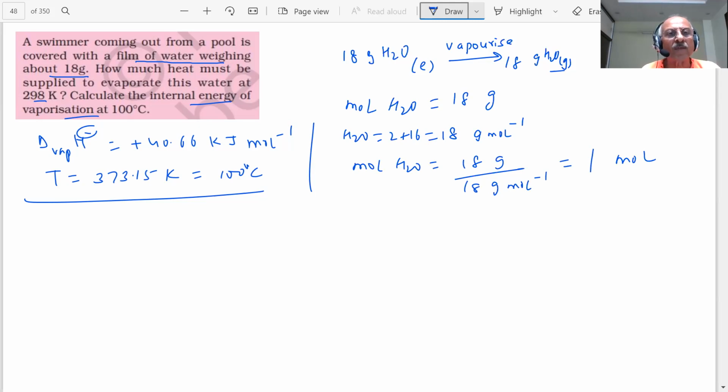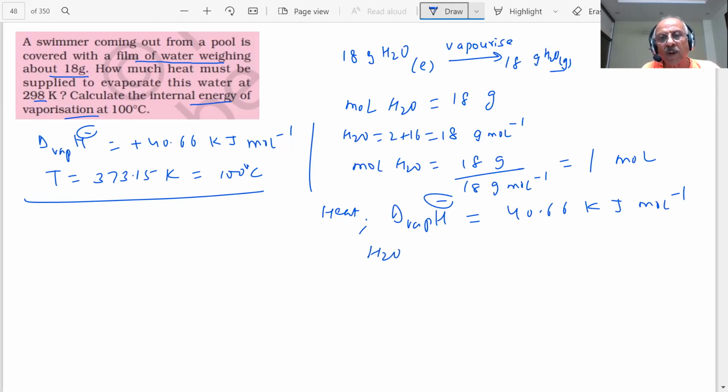So then what is the heat? Heat or delta vaporization H is already given to you. How much? 40.66 kilojoule per mole. Okay? What is the process? Then I can write 1 mole of water liquid is converted into 1 mole of water gas. 18 grams mean 1 mole. A delta H value is this much.